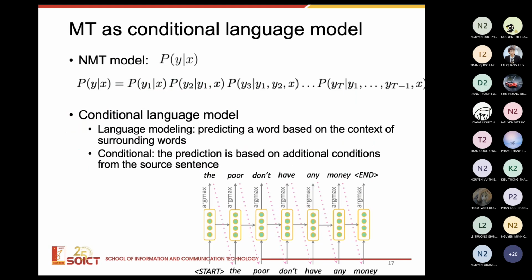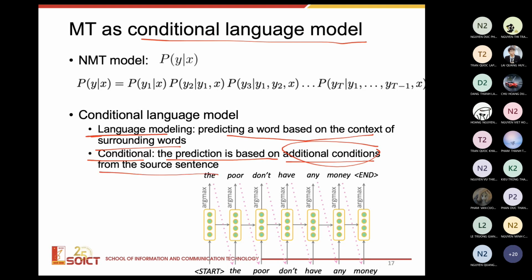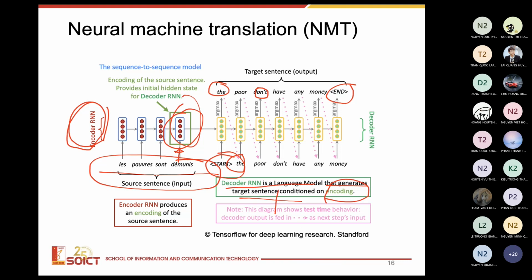Okay, so as I said, machine translation here is considered a conditional language model, right? Because we are predicting words not only based on the context of the previous words, but also based on an additional condition. Normal language modeling predicts the word based on the surrounding context, but for a conditional language model, the prediction is based on an additional condition from the source sentence, right? So a different embedding here will generate a different sentence in the target output, right?